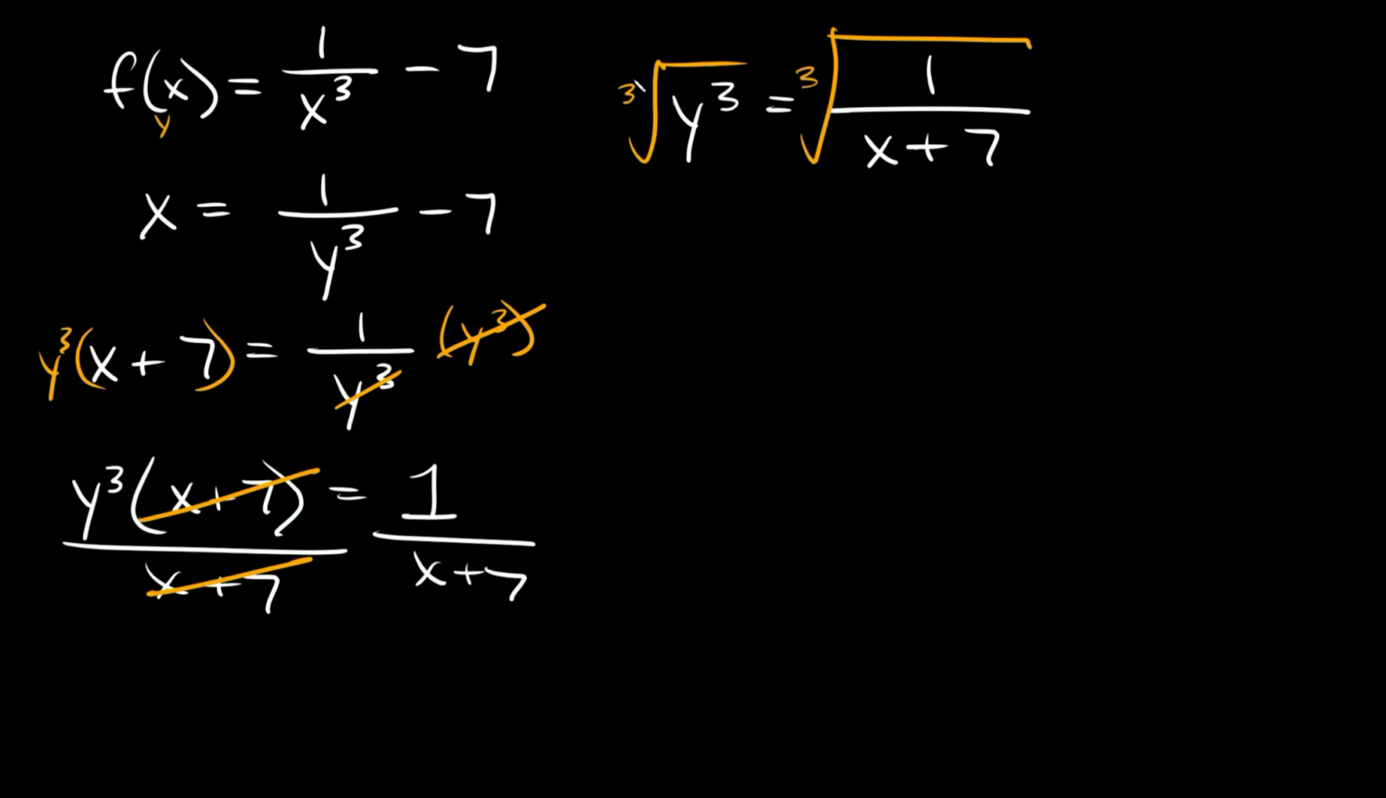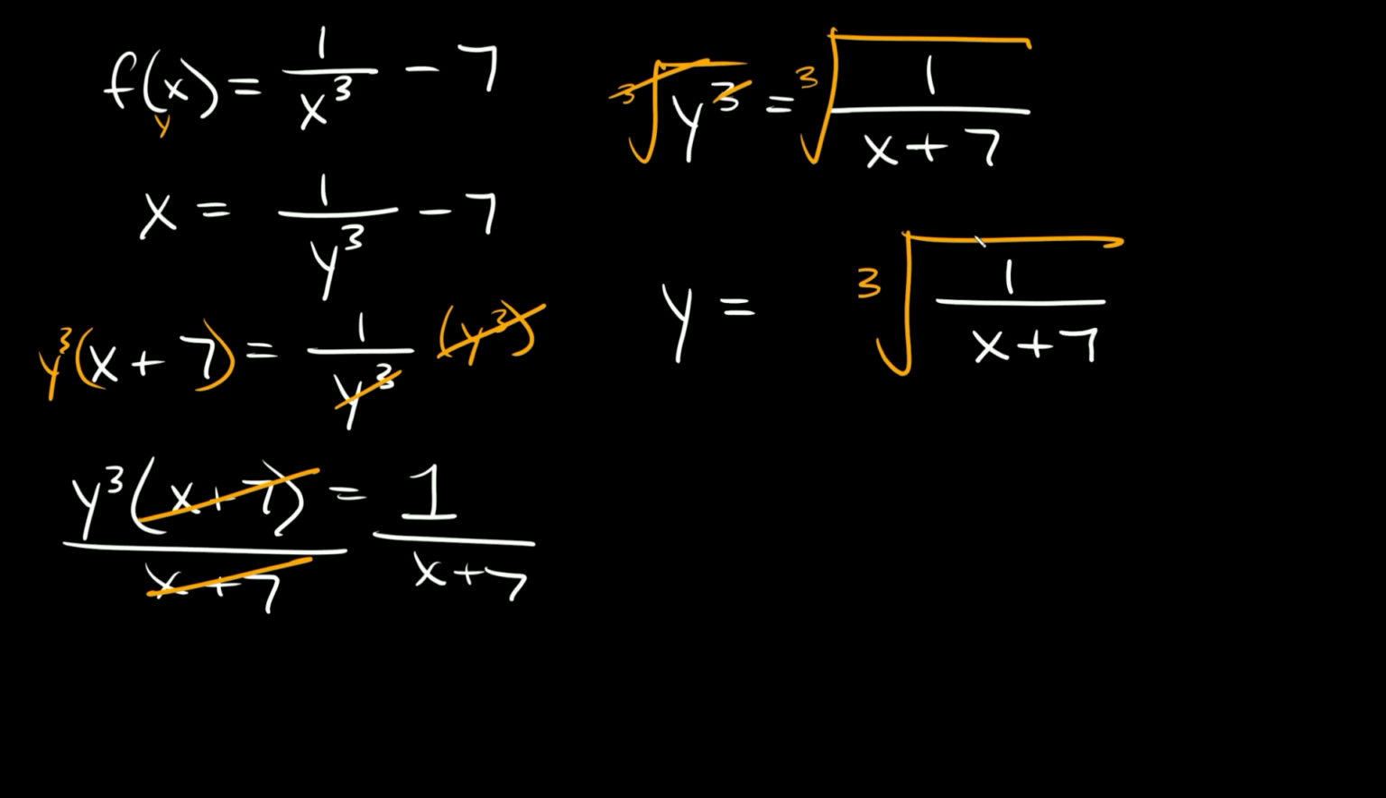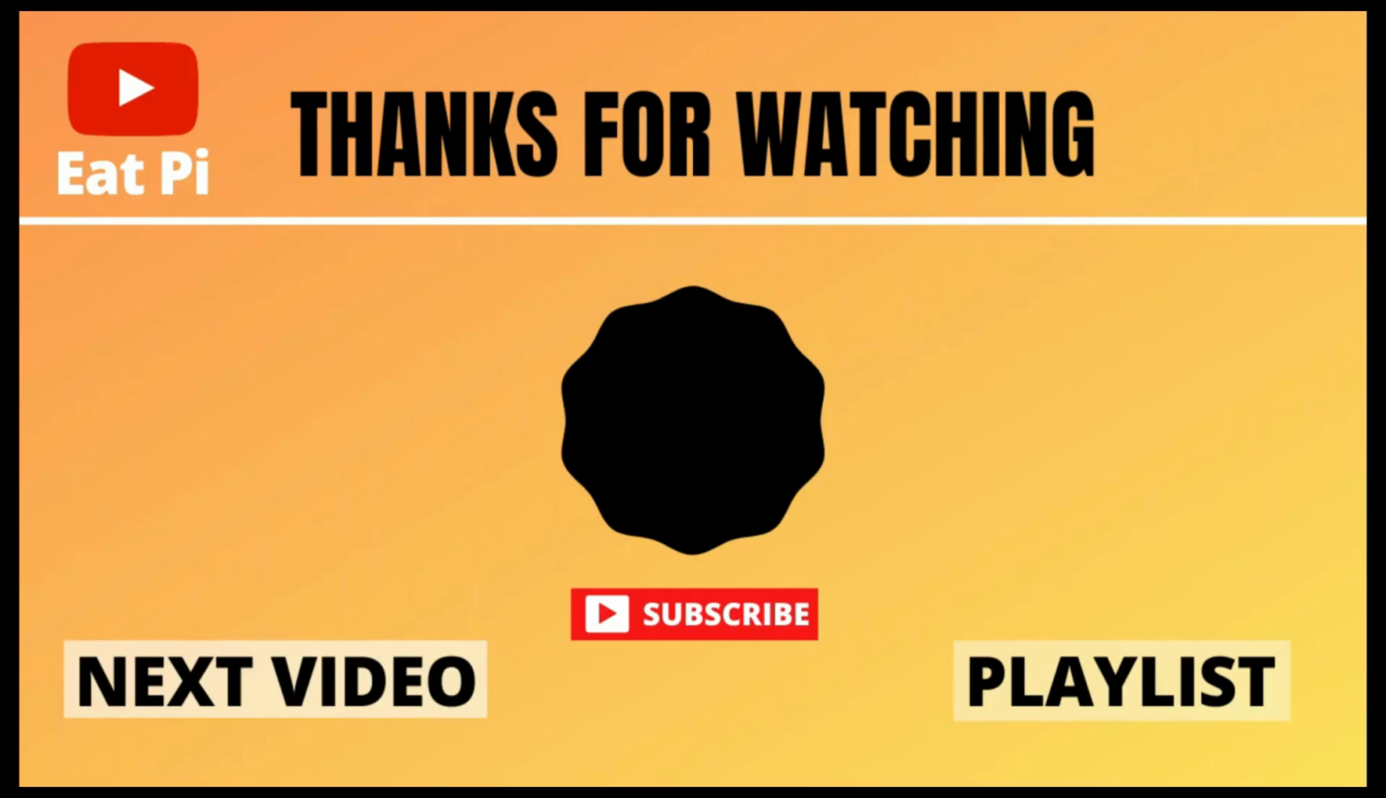So here on the left side, the cube root and the cubed exponent cancel out, so then we're just left with y. So we get y is equal to the cube root of 1 over x plus 7, right? So then, again, this would be the inverse function, is equal to the cube root of 1 over x plus 7. Boom.